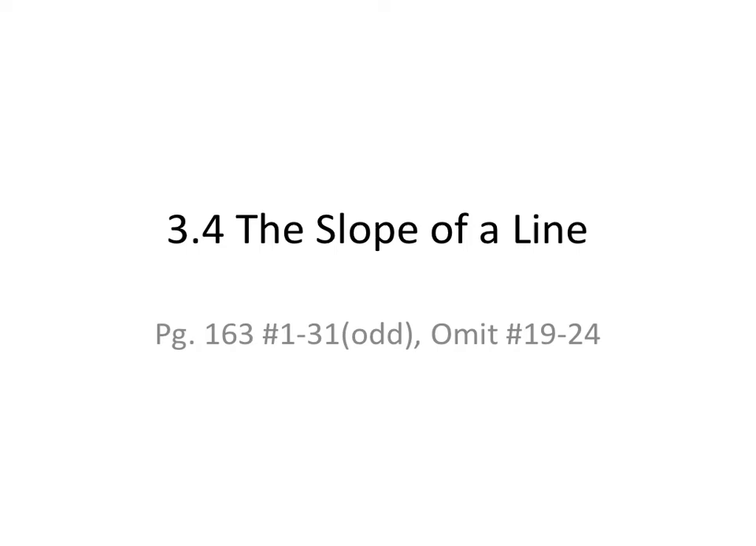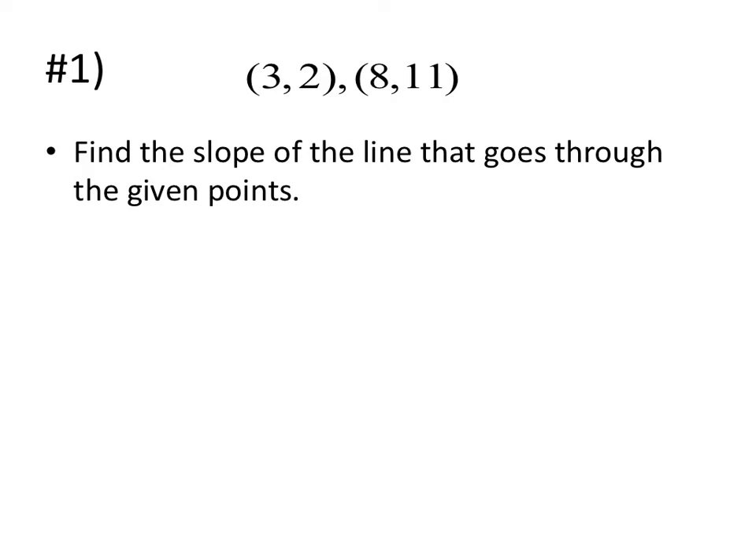Okay, this is a video for page 163, 1 through 31 odd. Your homework was 2 through 13. We are omitting numbers 19 through 23. Okay, find the slope of a line that goes through the given points.